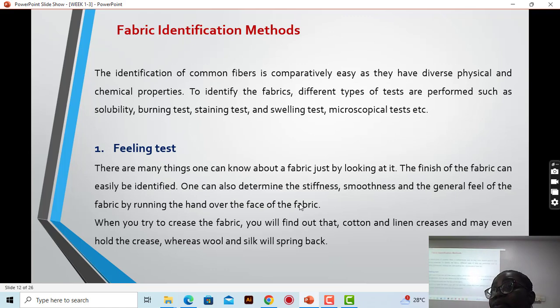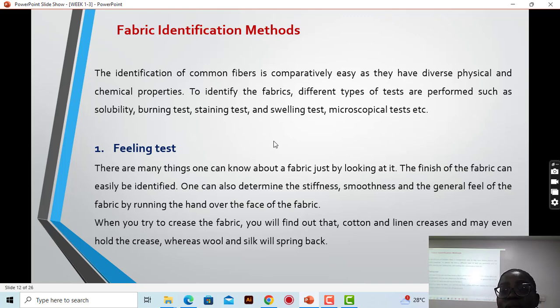There are some fabrics like velvet that have shorter projections. You run your hand over it, you know that, oh, this is velvet. We have woolen; some wool fabrics have the nap. You will see it as well, but you feel it also. You know that this is a woolen fabric. So one of the easiest or fastest ways of identifying a fabric is through the feeling test.